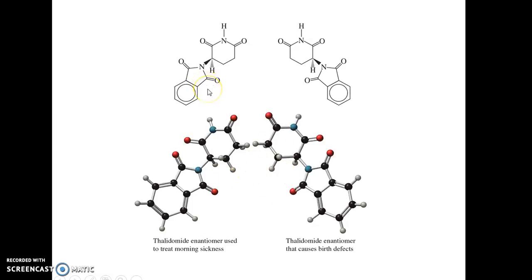Thalidomide has one enantiomer that just reduces morning sickness. The other enantiomer causes birth defects. There's a real sharp example of a problem with the enantiomer. Usually the enantiomers are competitive inhibitors, or they may not be active at all. But with some compounds, the enantiomer characteristic is a problem.